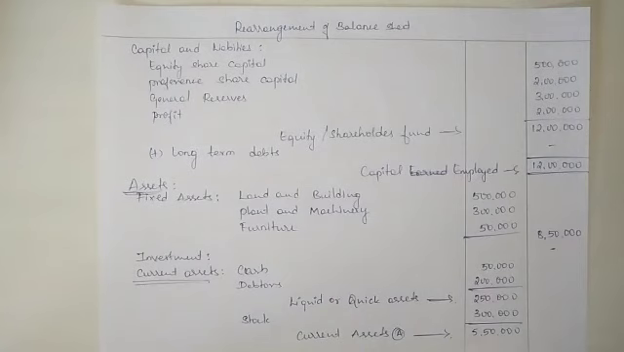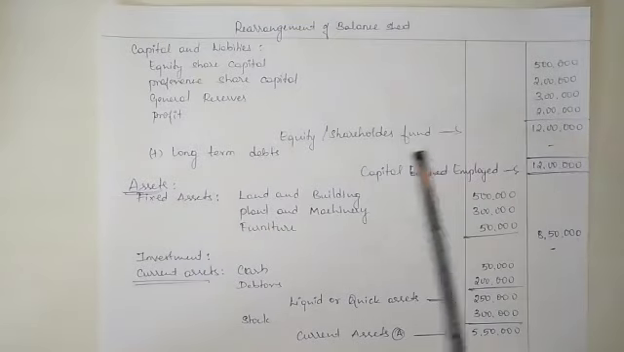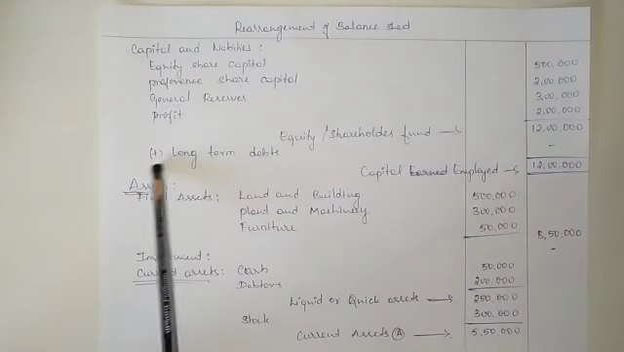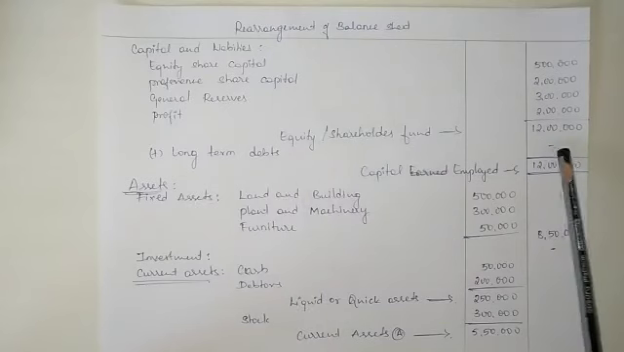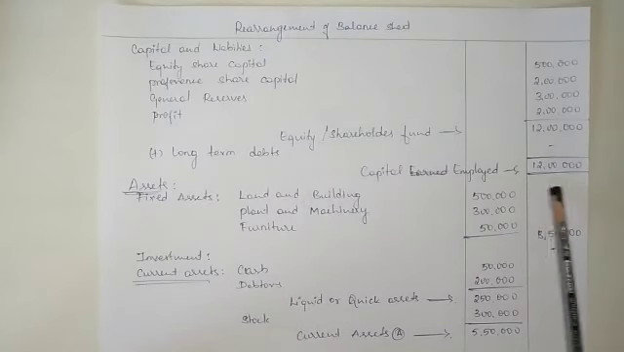So next is rearrangement of the balance sheet. First we need to calculate the capital and liabilities. Here equity share capital, preference share capital, general reserve and P&L account balance, that is profit, are given. So the total of all these items is going to be 12 lakh rupees, and to that we need to add long term debts. If there are any debts, we need to add those also. Here there is no long term debt. So total capital employed is going to be 12 lakh rupees.